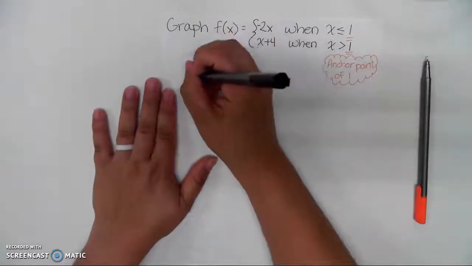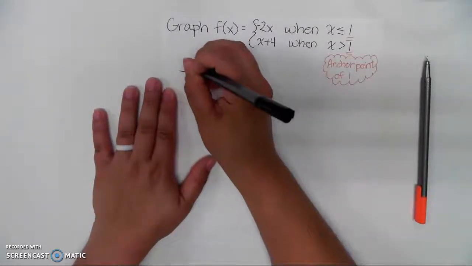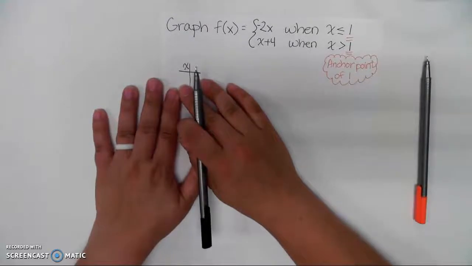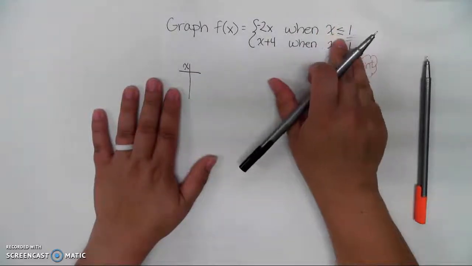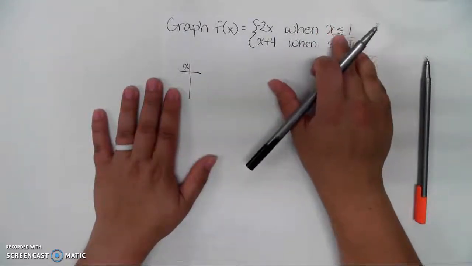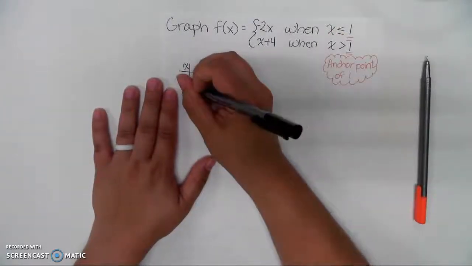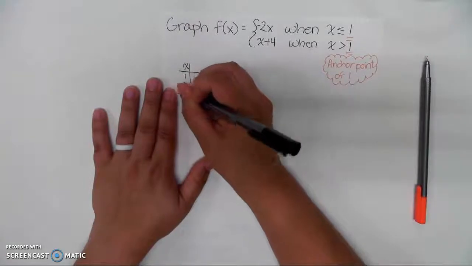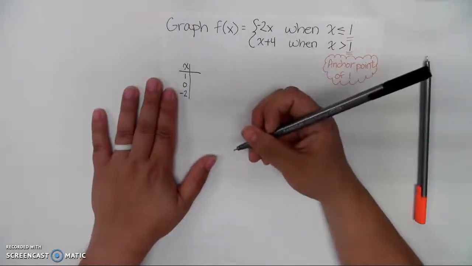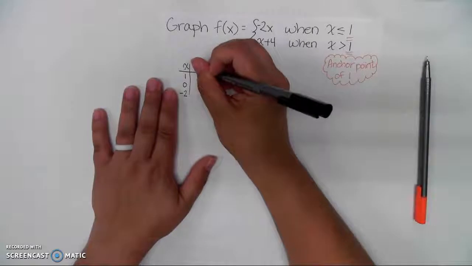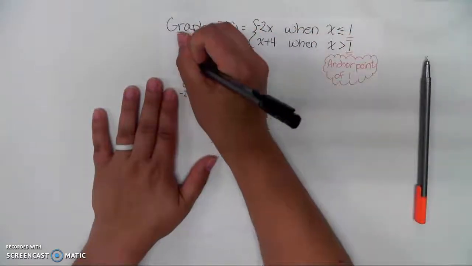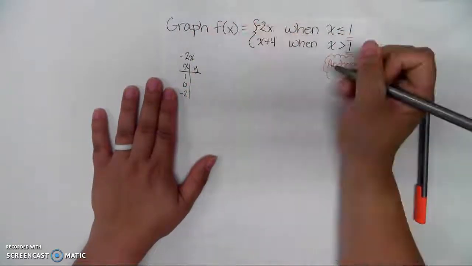So I'm going to make two tables. One table is going to be my anchor point of 1 and numbers less than 1, because x is less than or equal to 1. So 1 and then a number less than 1 would be 0 and negative 2, let's say. When that happens, I'm going to use my negative 2x equation.